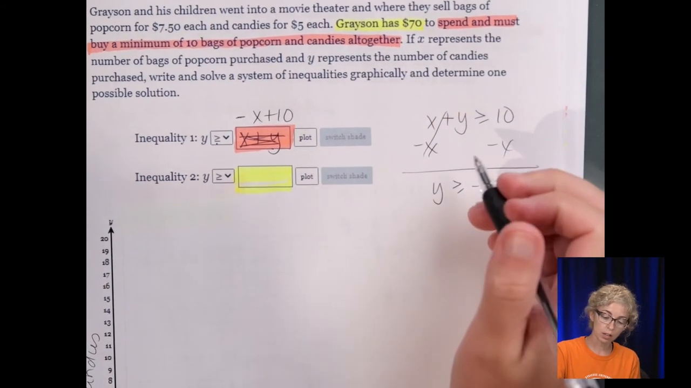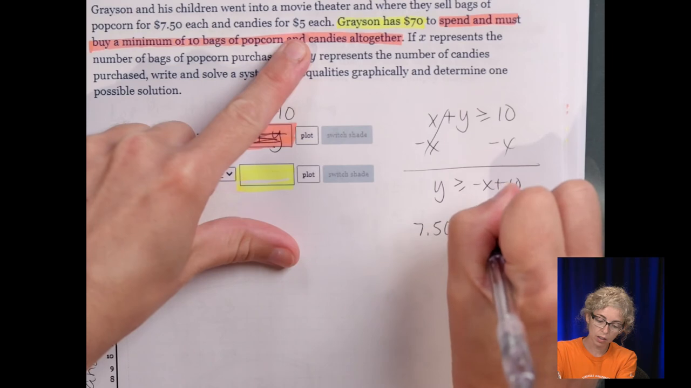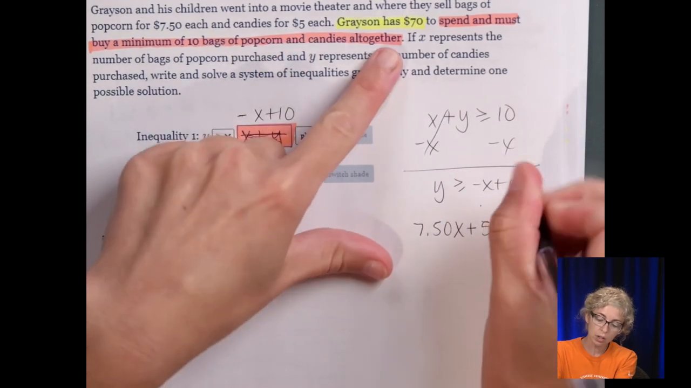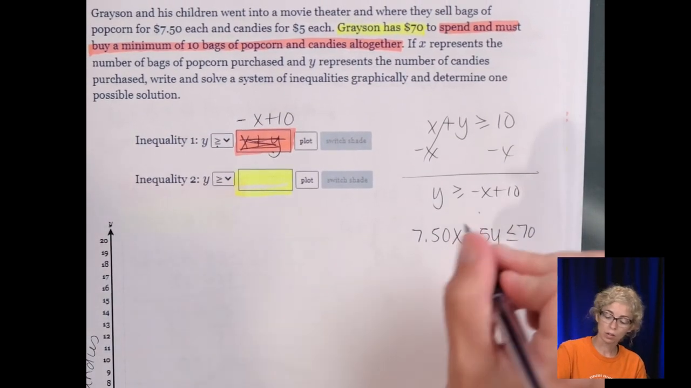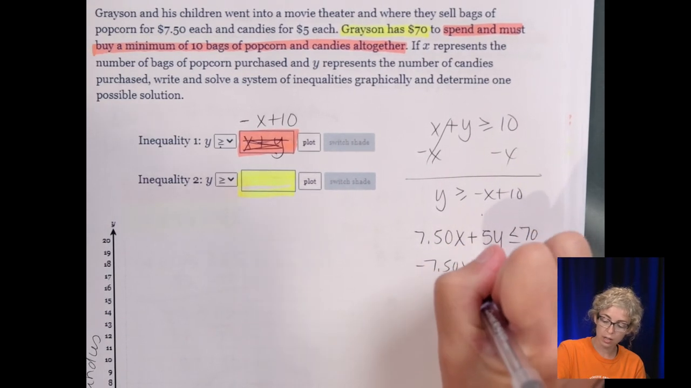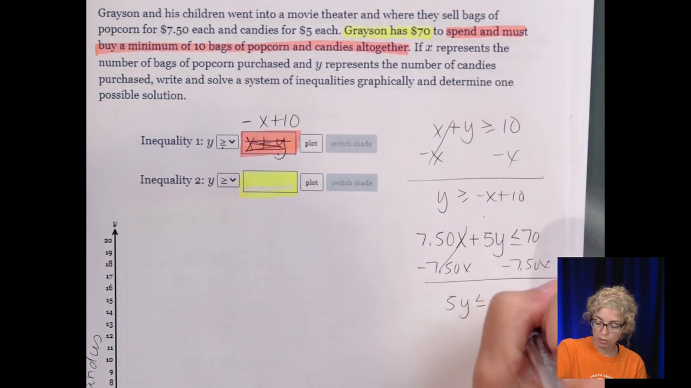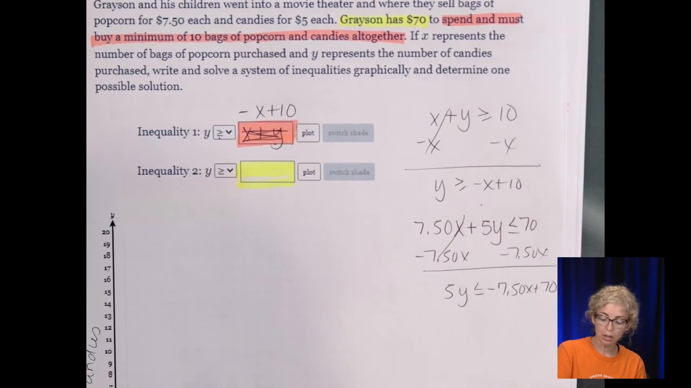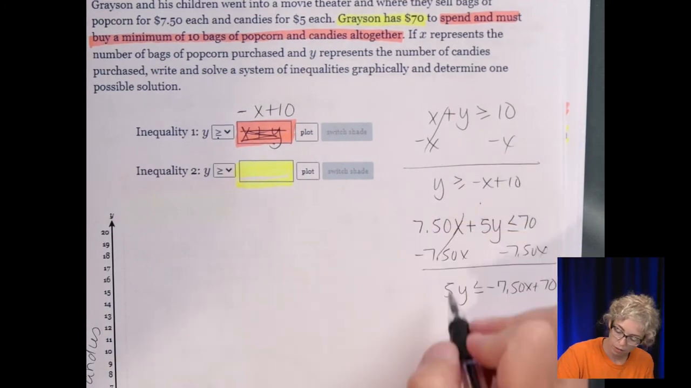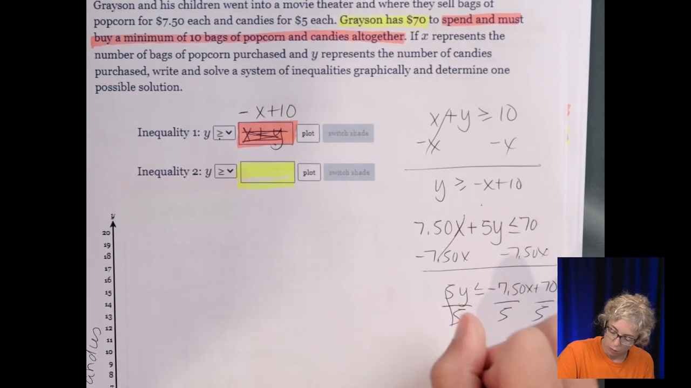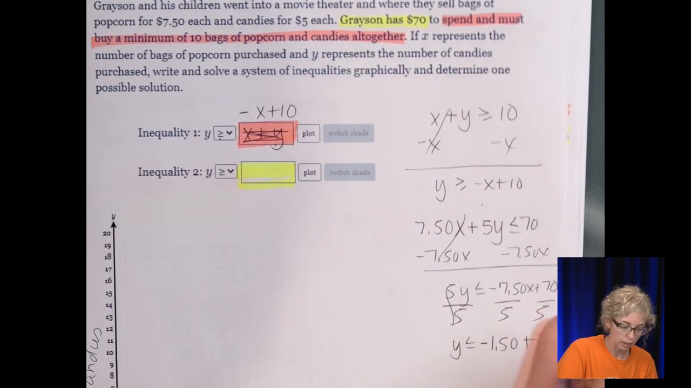And then last, he has $70. Well, he's going to spend $7.50 each on a bag of popcorn. So $7.50 X plus $5 each for a candy. And he only has $70, so he can spend less than 70 or 70 exactly. Okay, so now solve this for Y. So subtract 7.50X. We have 5Y less than or equal to negative 7.50X plus 70. Divide by 5. 7.50 divided by 5. Y is less than or equal to negative 1.5, and then 70 divided by 5 is 14.